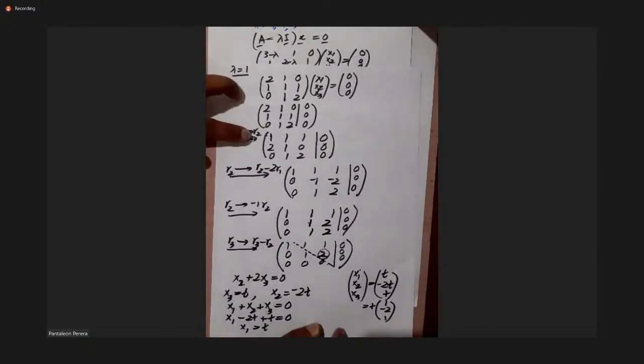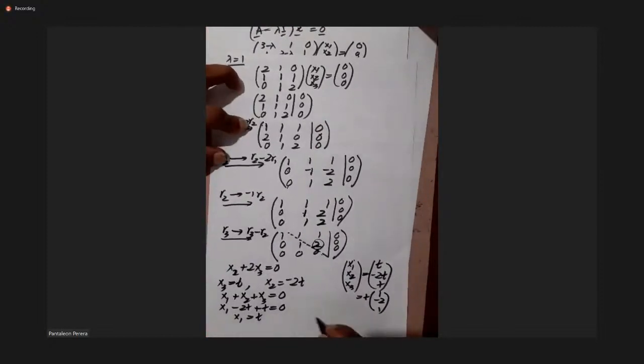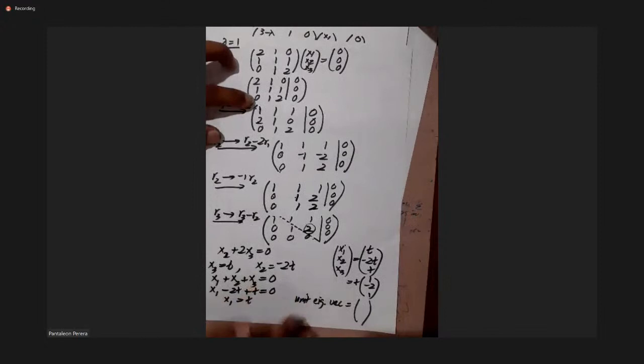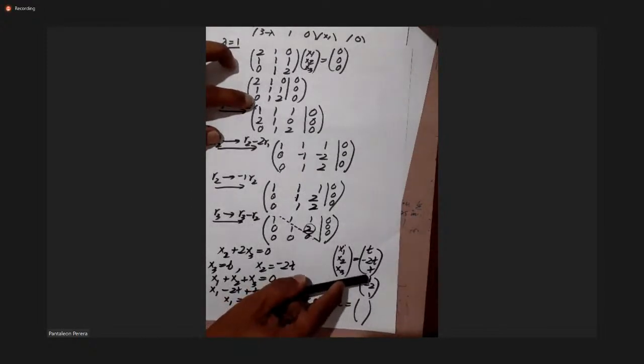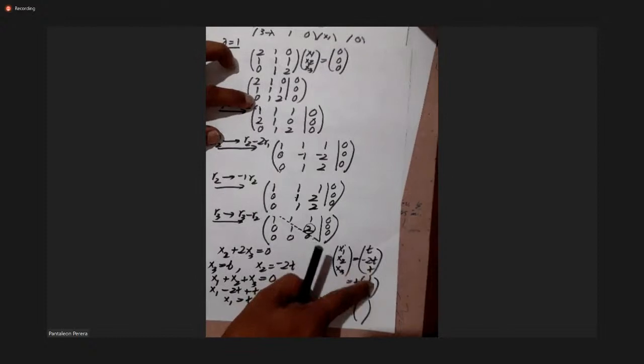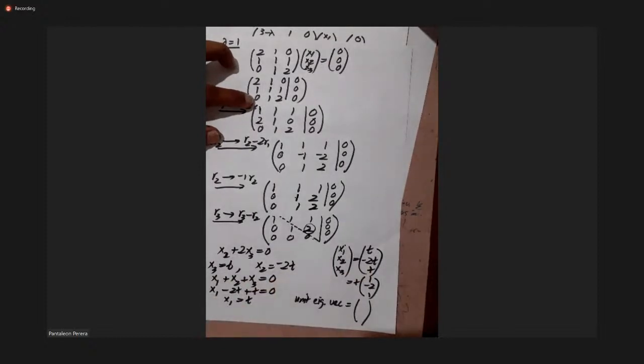Then you have to find the unit eigenvector. It's easy for us, rather than dealing with these t's. How do you find the unit eigenvector? Okay. The magnitude of this vector can be found like this. x1 squared plus x2 squared plus x3 squared, no matter what the dimension is, you get the sum of the squares and get the square root.